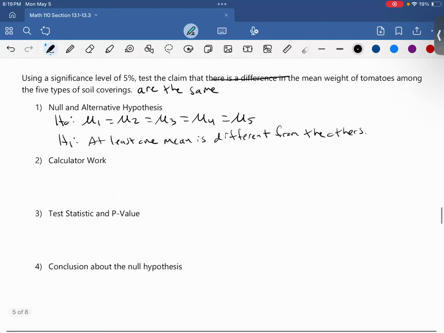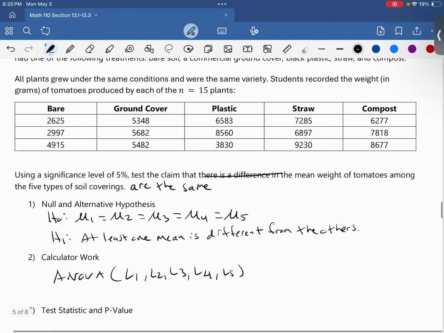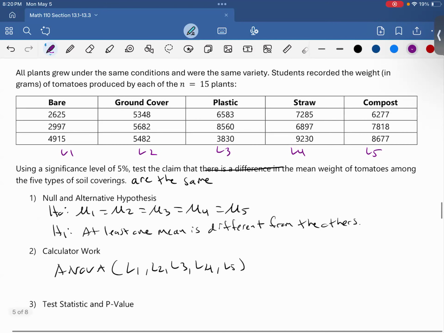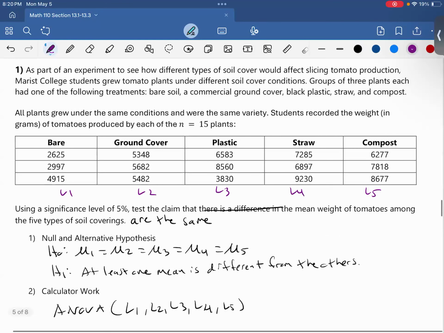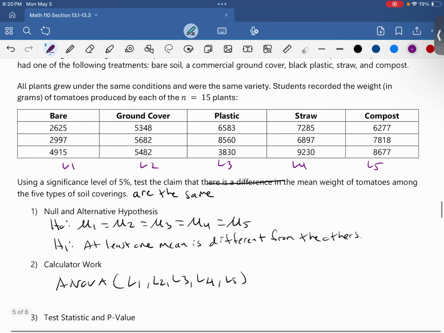All right, so let's go ahead and get into our calculator work. So our calculator work is always just ANOVA and our lists. So list one, list two, list three, list four, and list five. So where am I getting these lists from? Well, here they are right here. List one, list two, list three, list four, and list five. Okay, so what we need to do is put all these different categories of soil cover conditions and put them in our calculator.